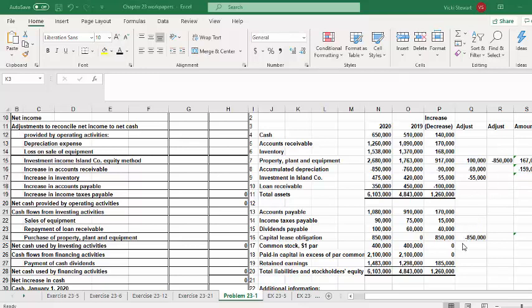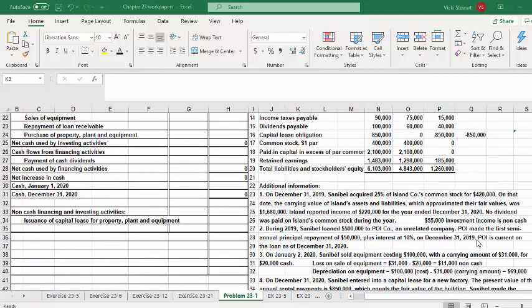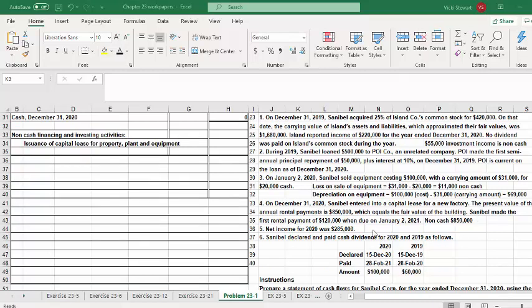And we also need to show that as an adjustment to the capital lease obligation below. We did not get cash of $850,000, so we need to show that. And we will list that as a non-cash investing and financing activity. The next thing they give us is net income. So we don't have an income statement, but we really don't need it.